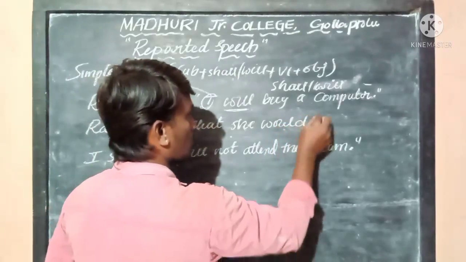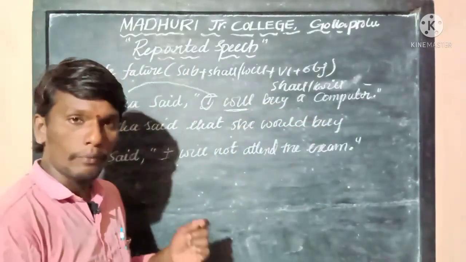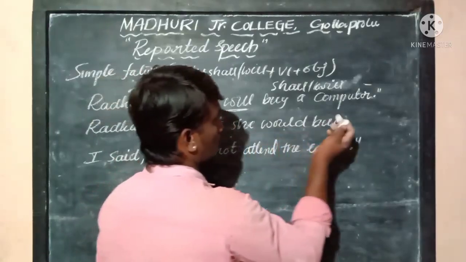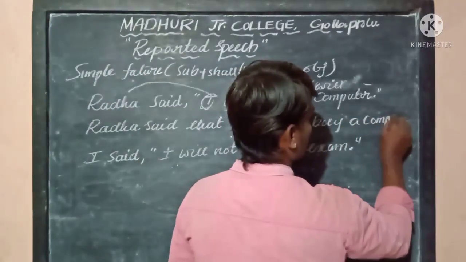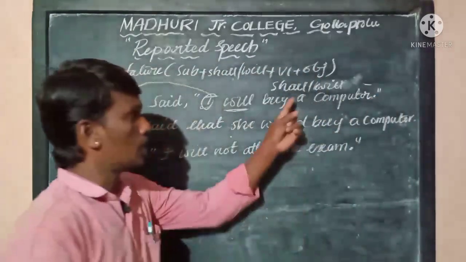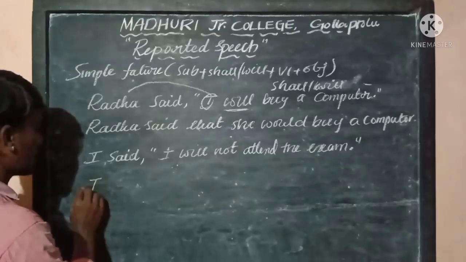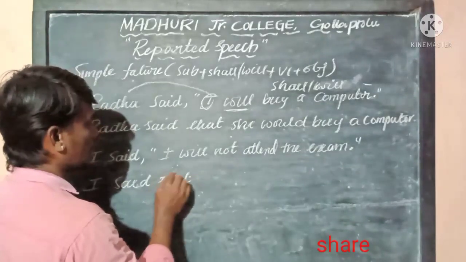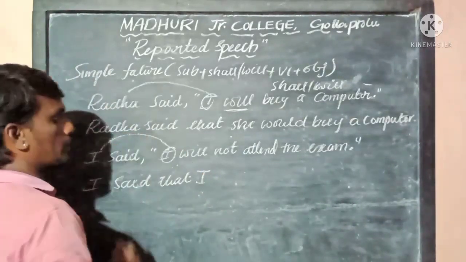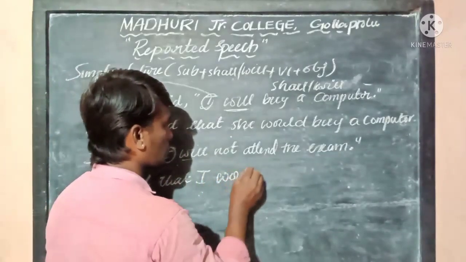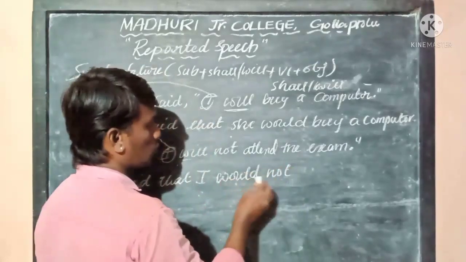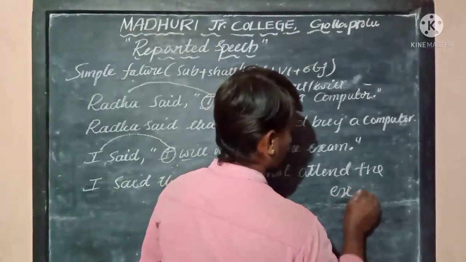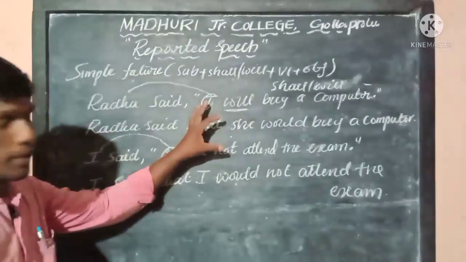She would buy. And here you should not change the verb form. Here directly, whatever the verb form that is written, it should be written as it is. She would buy a computer. So this is the first example. So this is how we need to change shall or will into the other tense. Here see, same example, another example with I said. What is the conjunction here? That. I said that. So here, what does I refer to? Again, I refers to I. So that I will becomes would. So here, negative one: I would not attend the exam. Okay.